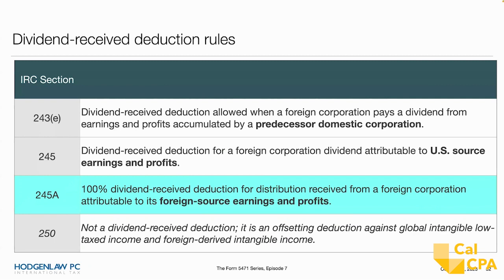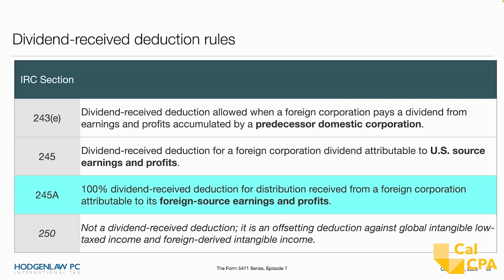A quick comparison here. The Section 245A dividend received deduction that we're talking about is highlighted in this beautiful turquoisey color. And it applies, important, to foreign source earnings and profits. So let's compare it quickly to 243 and 245, which are probably the dividend received deduction rules that you see more frequently, particularly if you have a lot of domestic practice going on.